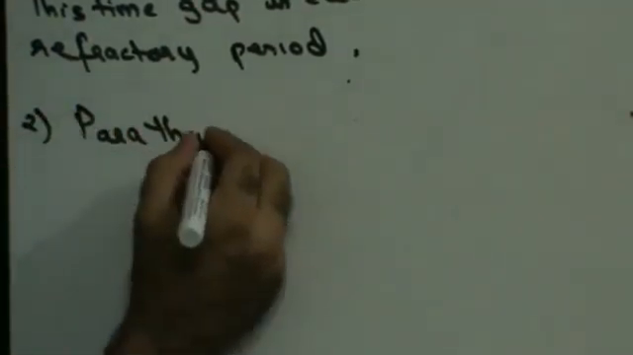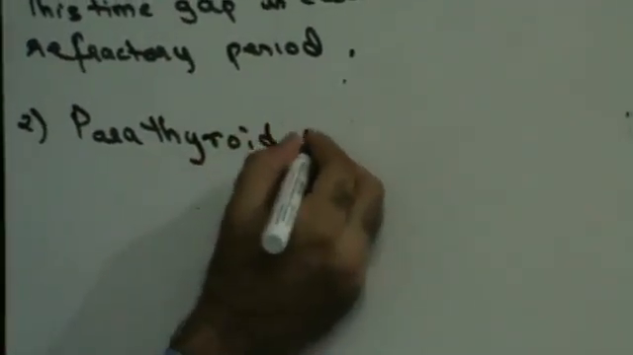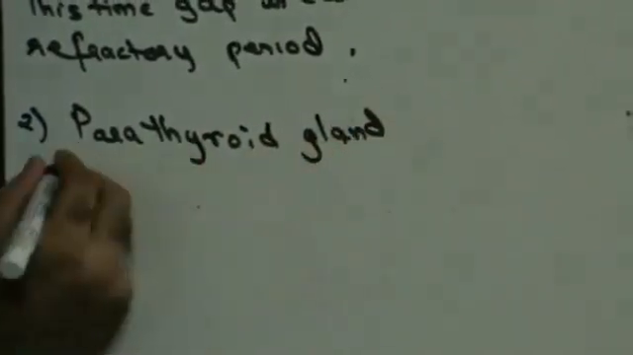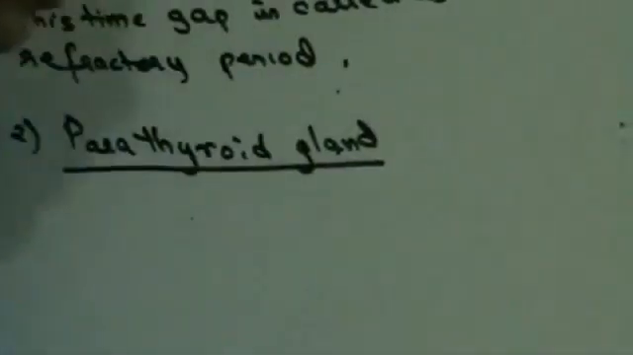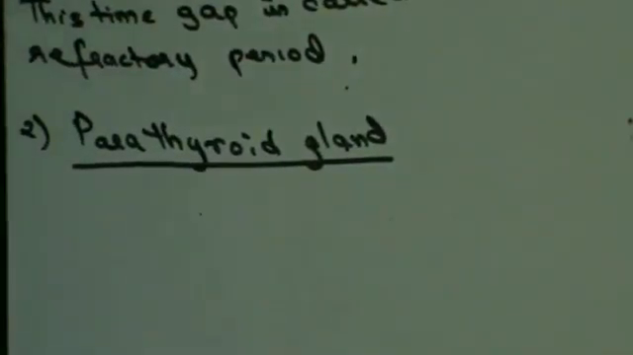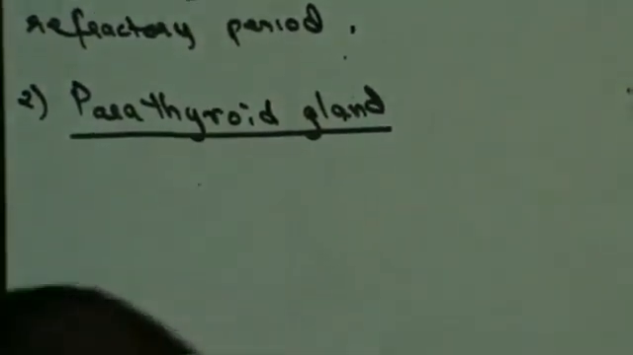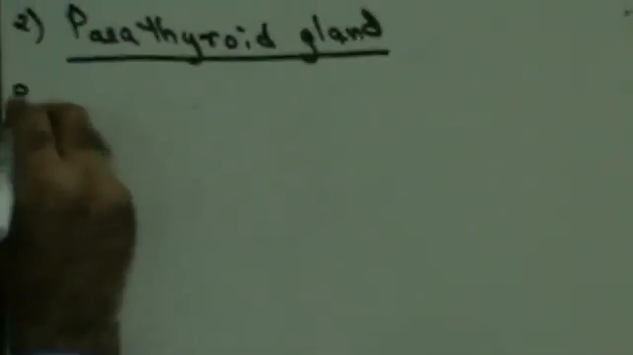Next, let's see some more glands. Let's see the parathyroid gland. Now, where is it located? It is located on the back side of the thyroid gland, right? Parathyroid gland location.